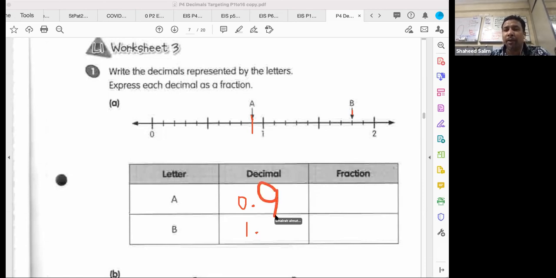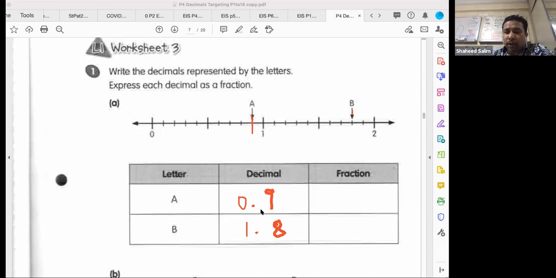Well done. Then what about your B then? What about B? Okay, well done. You write the B also for me, Umaira? And what about Izzat? What about your fraction? Well done. So what's the fraction now?